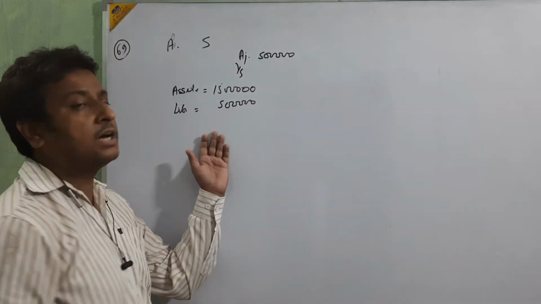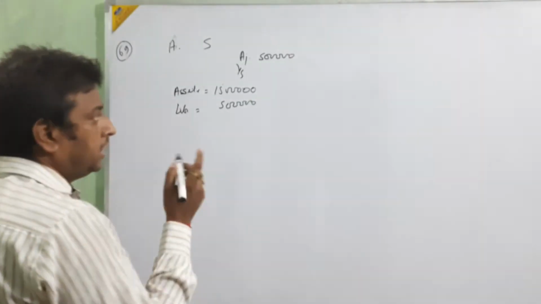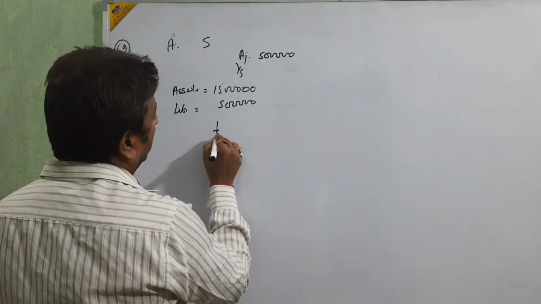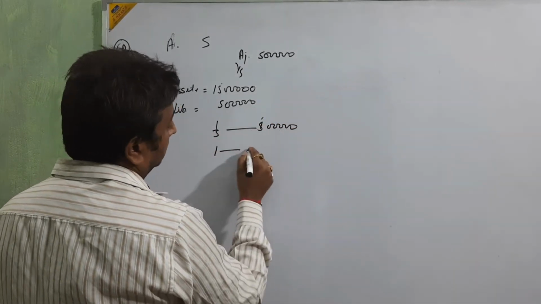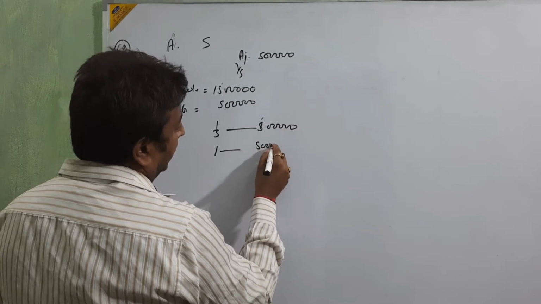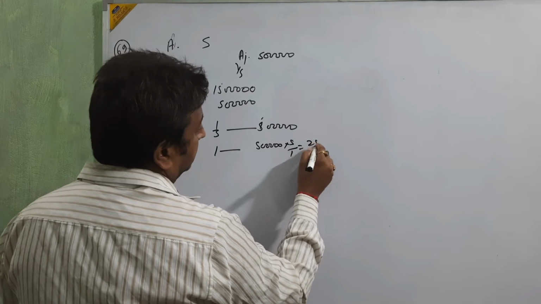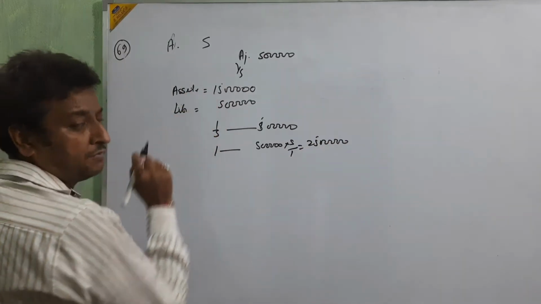But there is no use of this liability. On the basis of this, for Ajay we calculate the whole required capital for 1/5 share. 5 lakh into 5/1 means 25 lakh is needed, but we have 15 lakh assets.